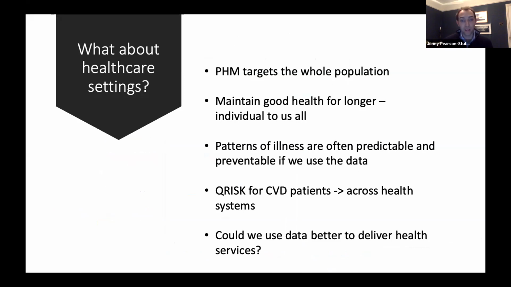But in terms of healthcare settings, and more practically in NHS settings today, population health management aims to target the whole population, which includes those within NHS settings. So whether that's in primary care, secondary care, or in the community, the idea of population health management is to identify what living well means for each of us and to ensure it's as easy as possible to do that.